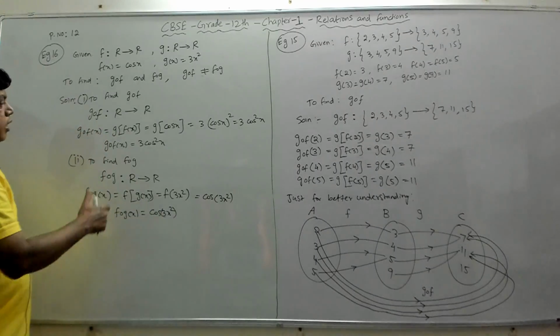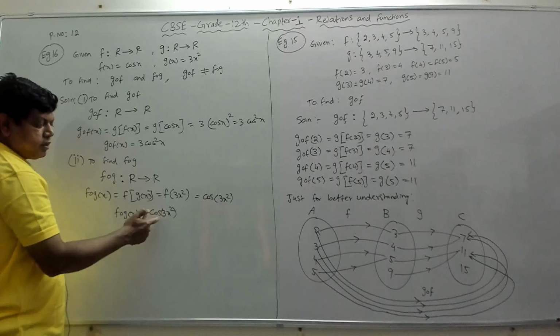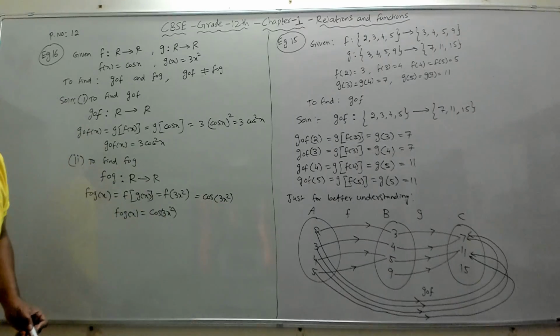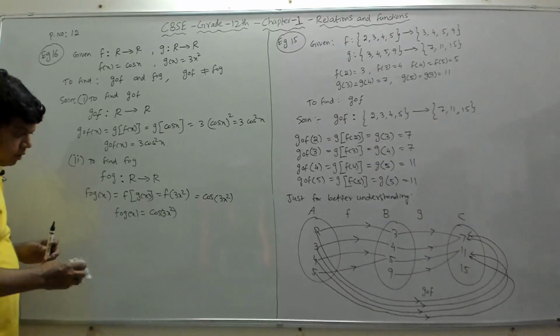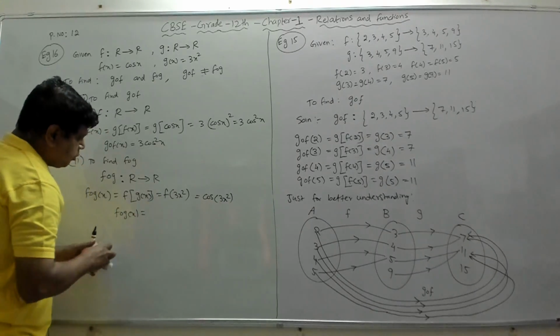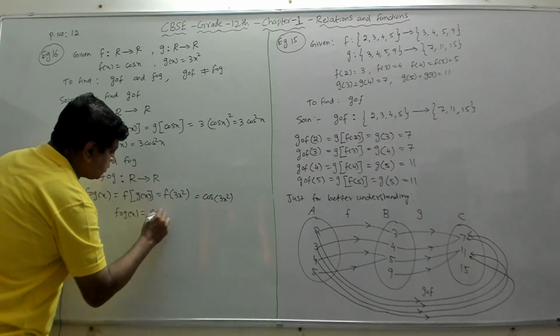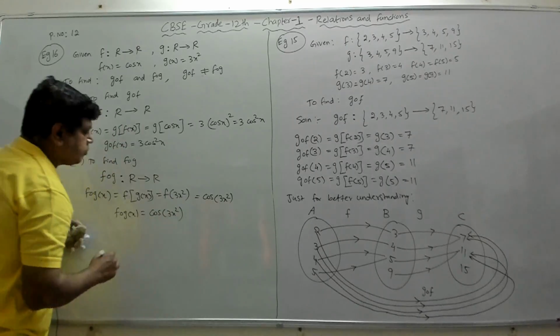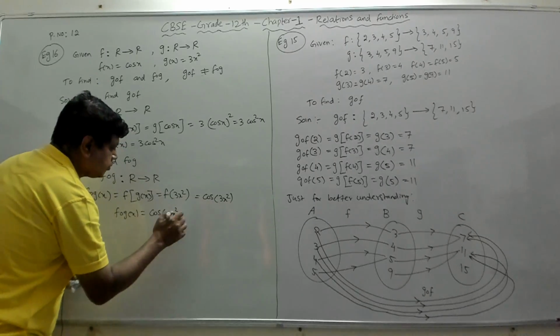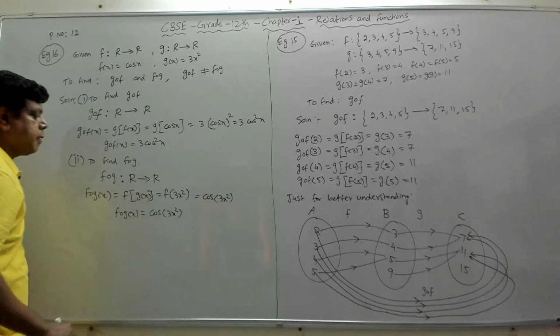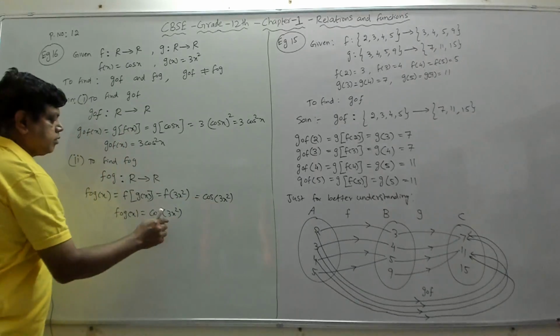Now obviously, if you look at these two, so we put the bracket here. Even if you don't put it, it is understood that it is cos of 3x square. Even if you put the bracket, nothing wrong. So I'll write it properly: cos of 3x square.